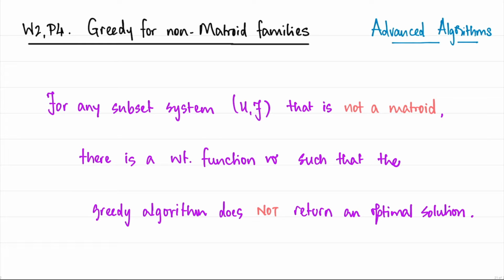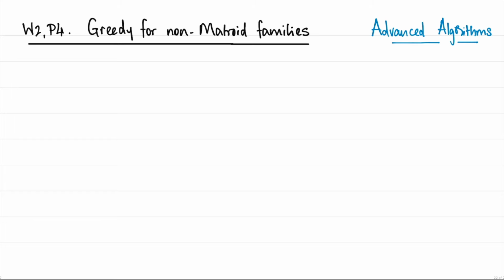If you have a family which is hereditary but does not satisfy the exchange property, then we can come up with a weight function such that if you were to run the greedy algorithm on this family, it's going to return a set which is not the optimal choice. So let's try and design a weight function which achieves this. Feel free to pause here and puzzle it out yourself if you would like to. But what we are going to do is start with the assumption that F is not a matroid. So in particular, F fails to satisfy the exchange property.